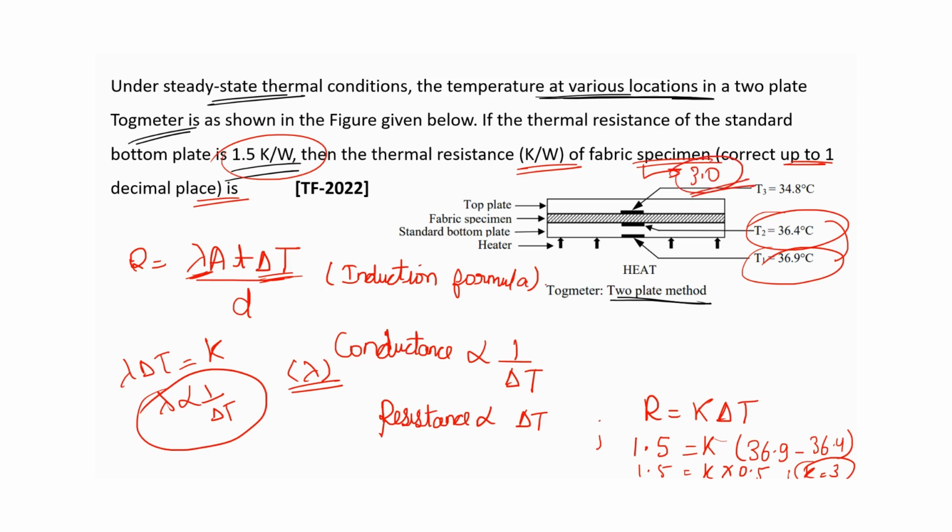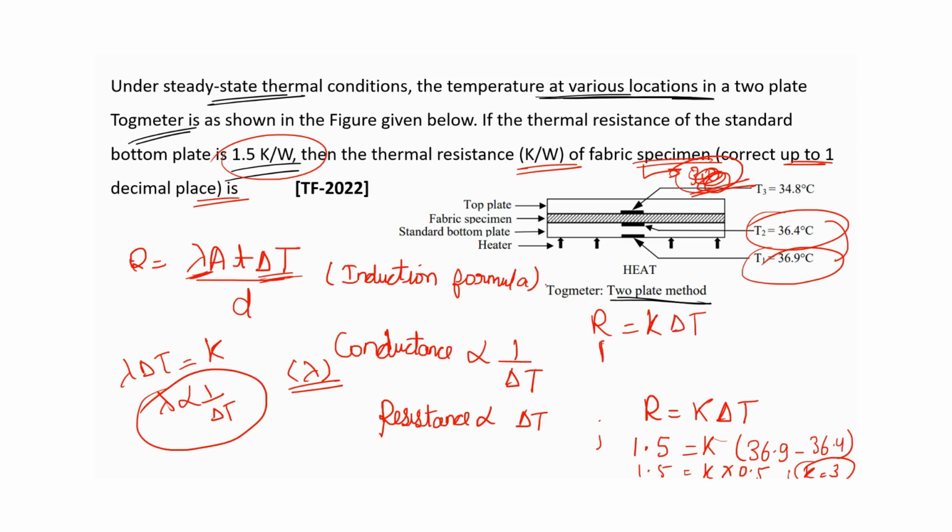You can write this as 3.0 for K, but it is not the thermal resistance, it is a constant that we have found. Now thermal resistance is R. So how will we calculate R? R is equal to K delta T.